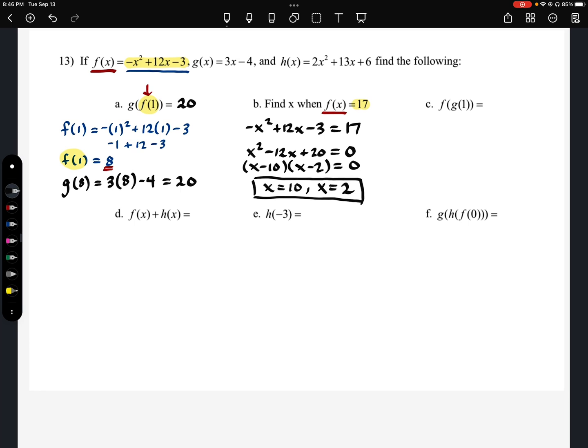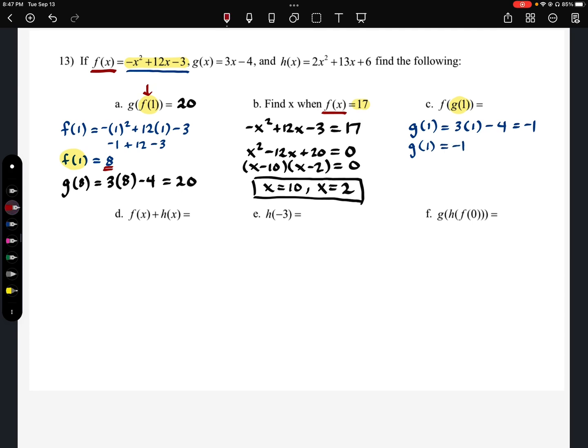All right, letter C, back to function notation, and we have another composition. On this one, we have f of g of 1. We need to start on the inside, so we're going to plug in 1 into g first. g of 1 is going to equal 3 times 1 minus 4. 3 times 1 is 3, minus 4 gives us negative 1. So we have g of 1 equals negative 1.